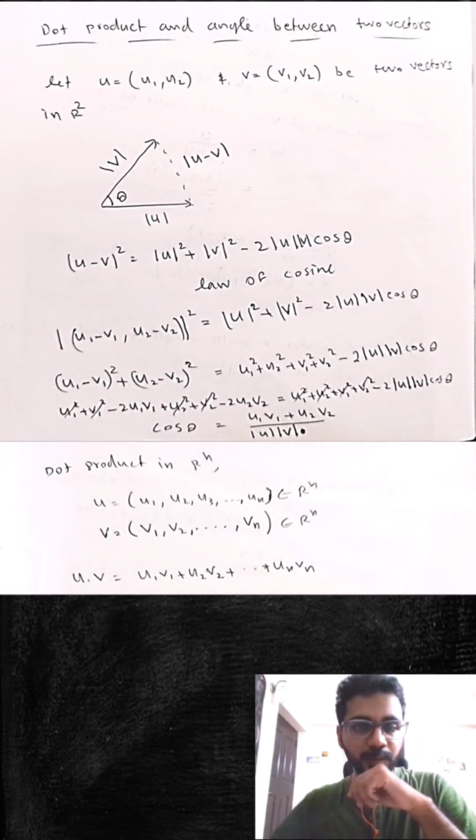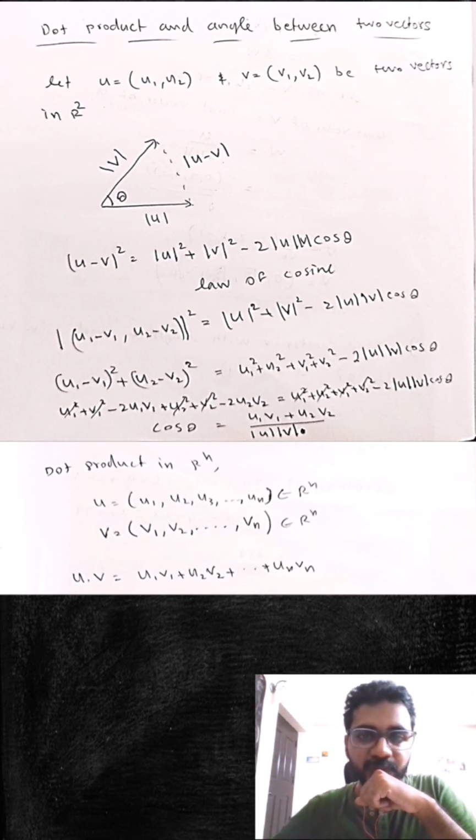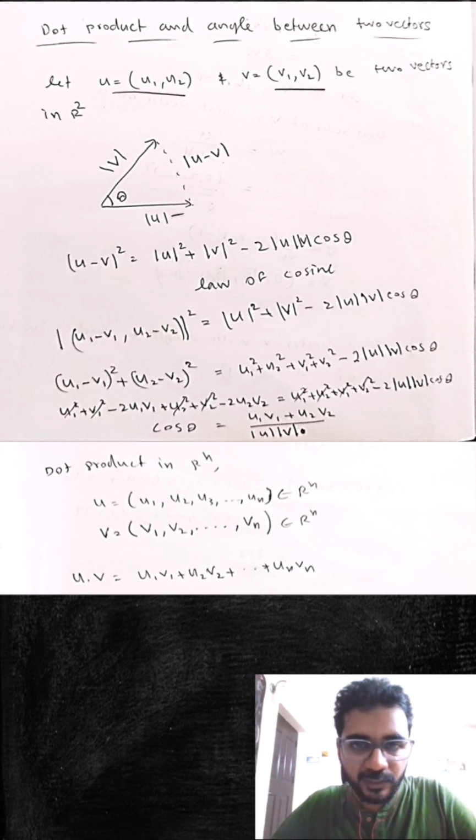So those are the examples. And now I'm going to discuss dot product here. Dot product and angle between two vectors. I'll be very quick. So here let's consider two vectors, u equal to u1 u2 and v equal to v1 v2. These are two vectors. So this is u, this is v. The length of this vector is length u, and this is length v. Then this dotted line connecting u and v will be u minus v. The distance will be modulus of u minus v. That's the length of u minus v.